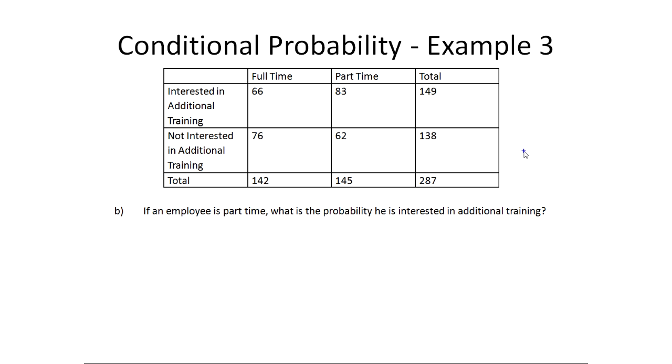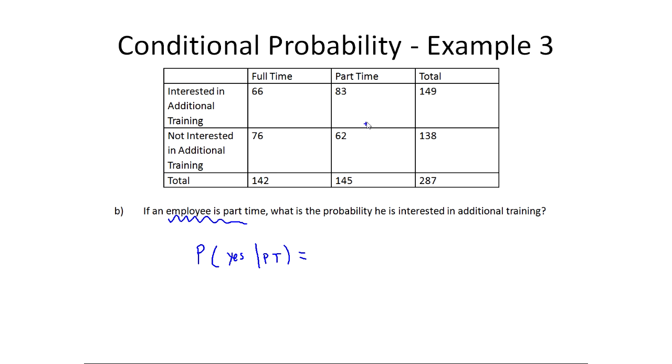So in this particular example, I'm told if an employee is part-time, what's the probability he is interested in additional training? So we're saying suppose the employee is part-time. So this is probability of something given that they're part-time. And what is the probability that we're trying to find? Interested in additional training. So I could just say, yes, they're interested given they're part-time.